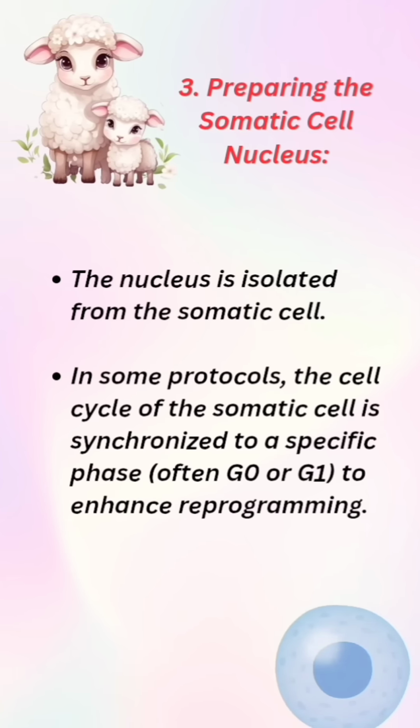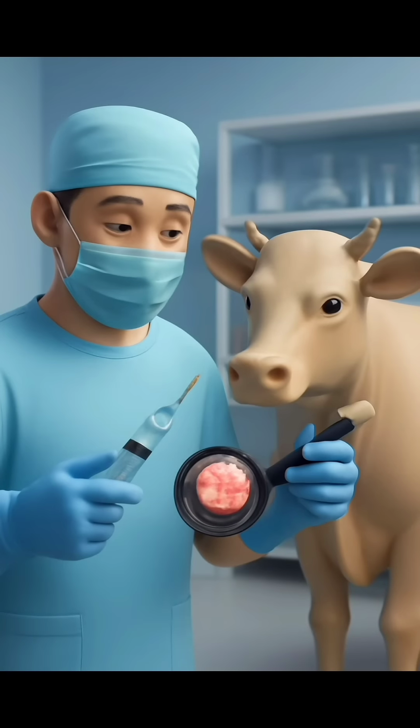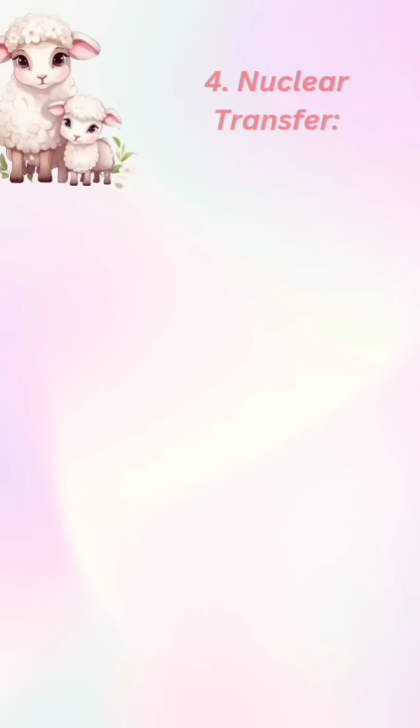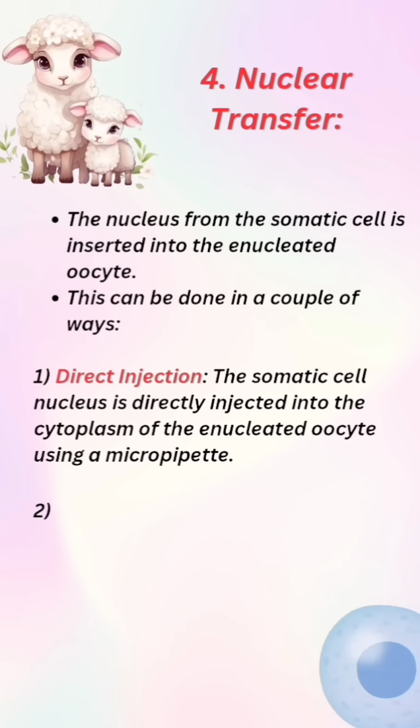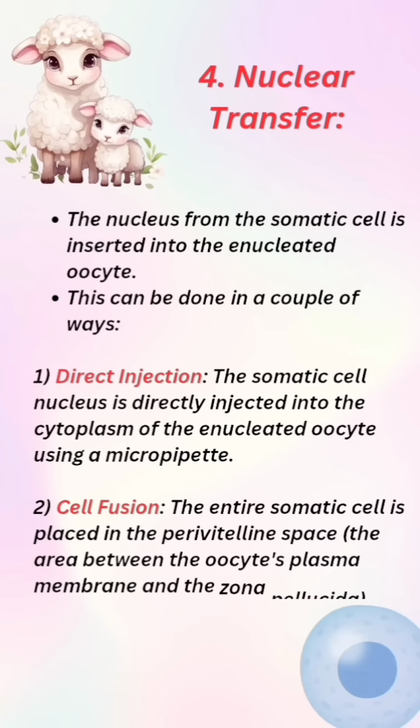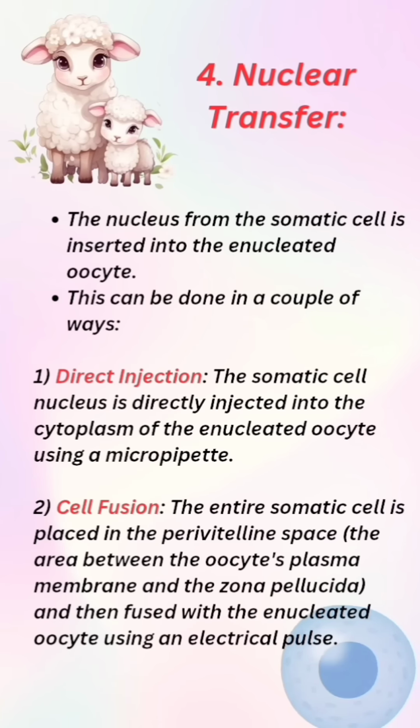This can enhance reprogramming. 4. Nuclear transfer. The nucleus from the somatic cell is inserted into the enucleated oocyte. This can be done in a couple of ways. Direct injection. The somatic cell nucleus is directly injected into the cytoplasm of the enucleated oocyte using a micropipette.